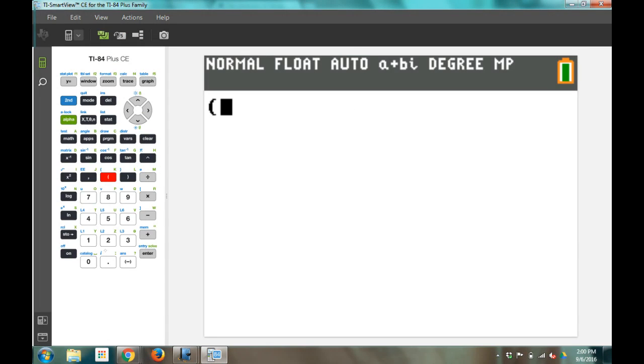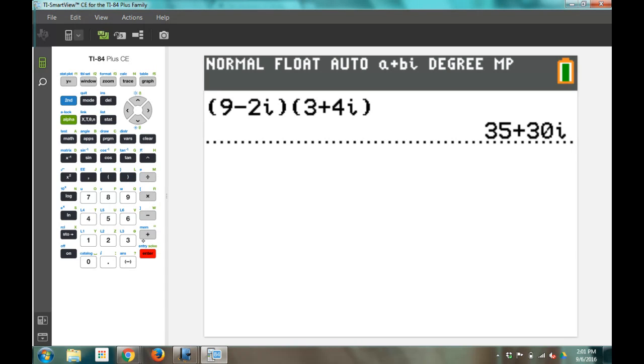So I would put parentheses and then 9 minus 2i, and then another set of parentheses, 3 plus 4i. Where are the parentheses? Up right above the 8 and the 9. And there it cranks out this complex solution. If anybody's not doing that, it may be a setting. Yeah, the blue part written right above the decimal point. So you have to hit second and then the decimal point to get it to do that. It'll do the multiplication, and then it'll even do the addition and subtraction for you with that.